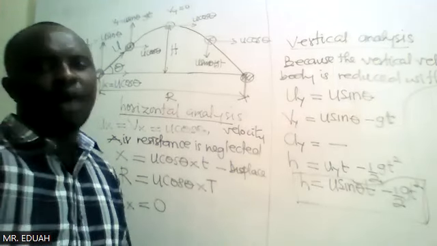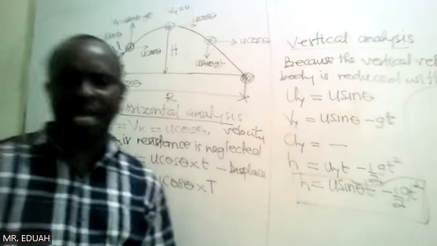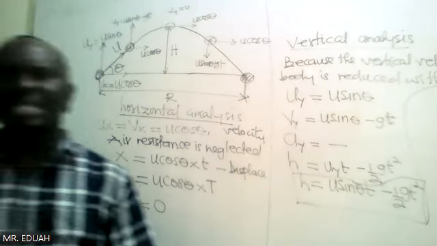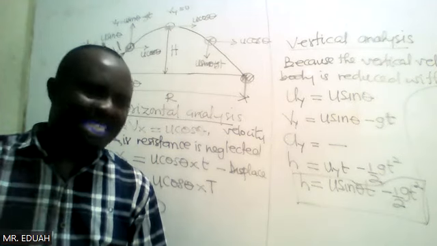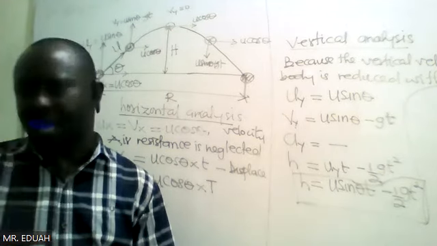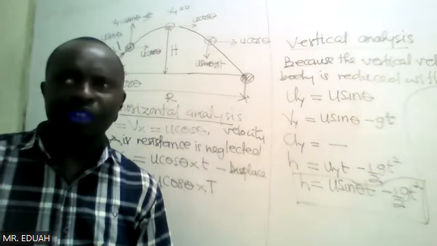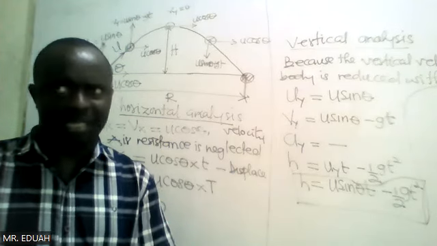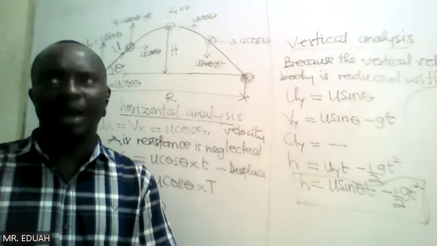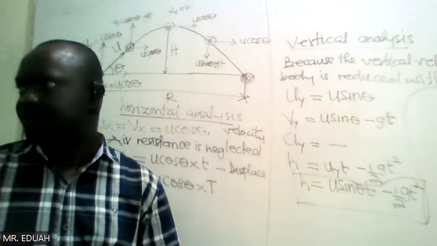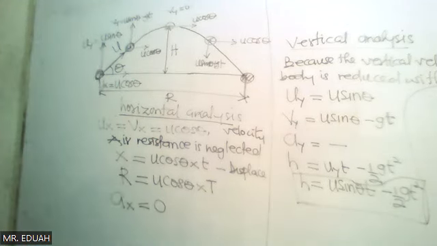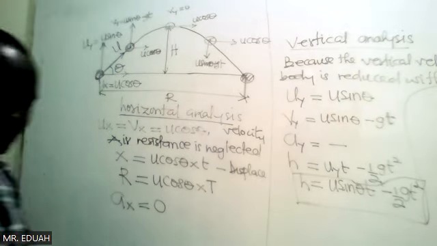But I will accept the explanation that at the maximum height, the vertical velocity is 0, but the horizontal velocity is constant. That I will accept. Please, are you okay with me? Good.